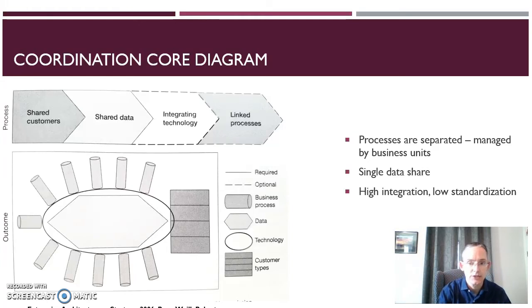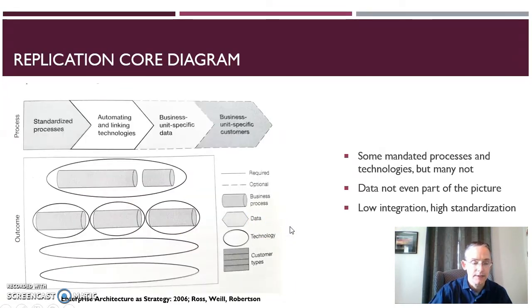If you have a coordination kind of business where your processes are separated and each one's going to be managed by the business unit, but you're going to have a single sort of data share, you're going to have high integration, but low standardization across your processes. So in this case, what you've got is technology in a ring there, a whole bunch of different processes that are going to be leveraging that technology a little bit differently, your customer types, and then the big data store in the middle. And you flesh out this diagram with all the different attributes of that.